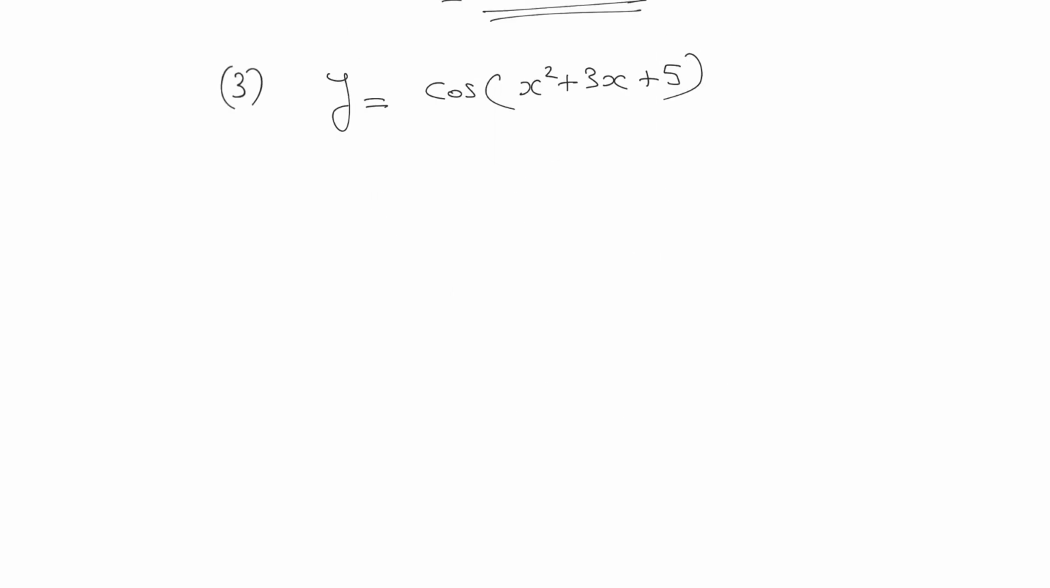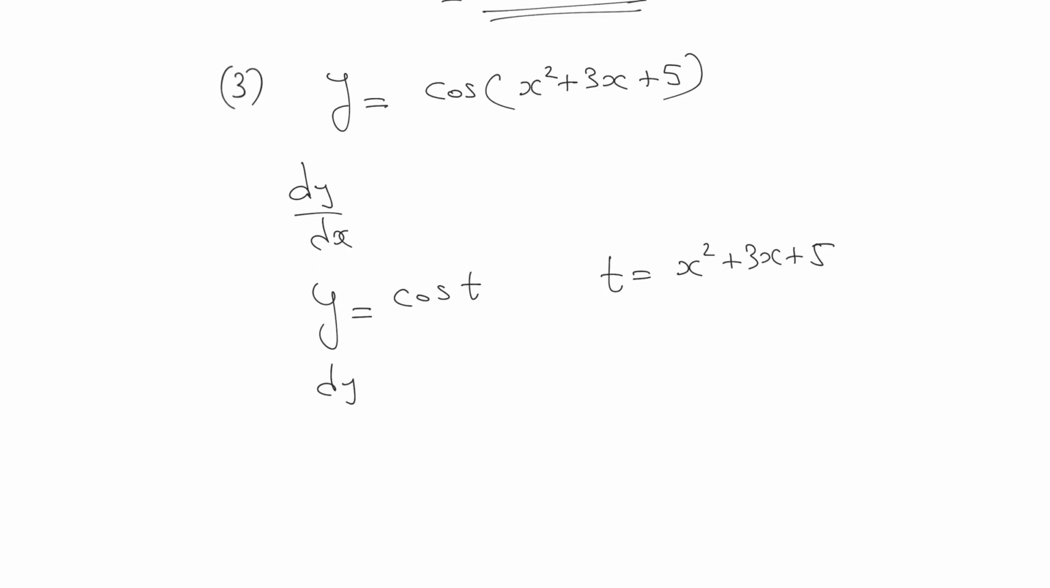Still, if you are having any doubt, we'll take one more example. Let's say y is equal to cos of (x square plus 3x plus 5) and our aim is to find the value of dy by dx. Over here again, x square plus 3x plus 5 is our internal function and cos x is our main function. So first we'll write y is equal to cos t, where we assume that t is equal to x square plus 3x plus 5.